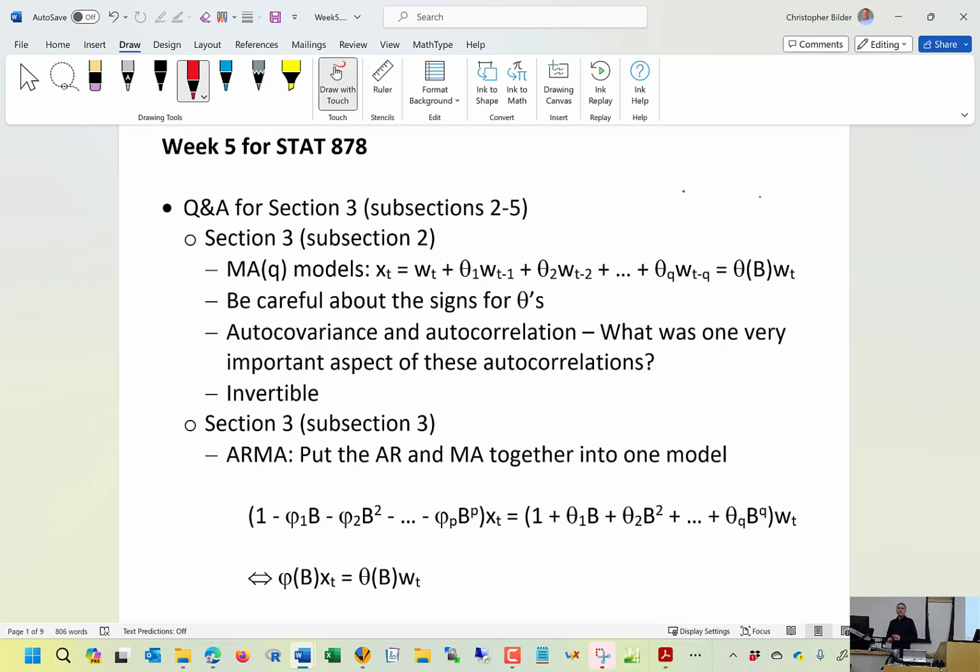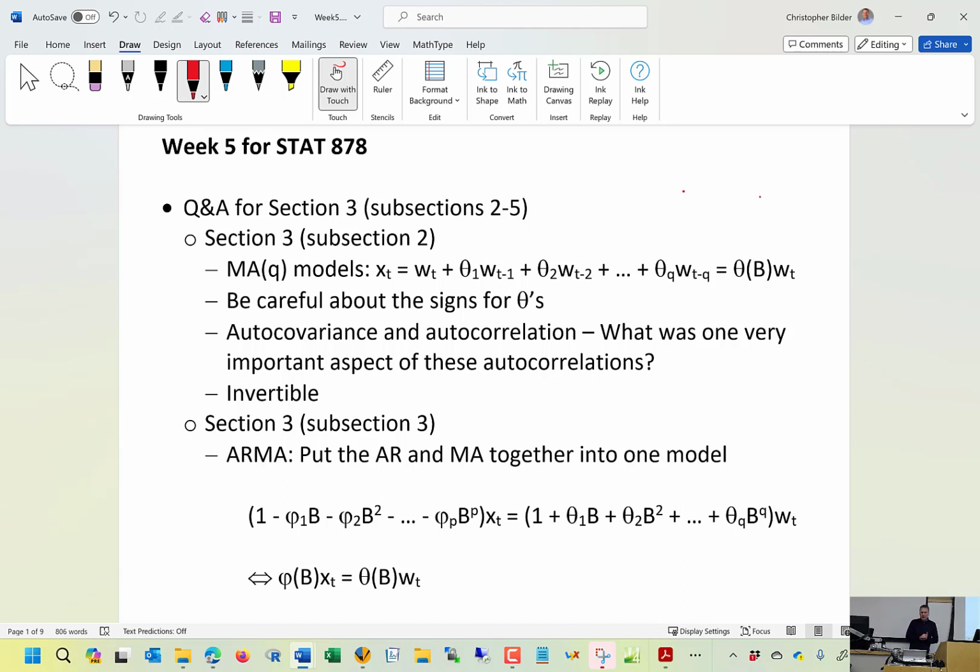Let's get started here. So this is obviously week 5 of the course. For today, you needed to examine some of the subsections of section 3.